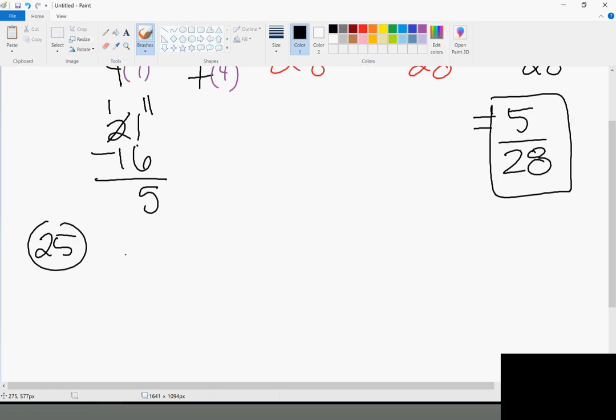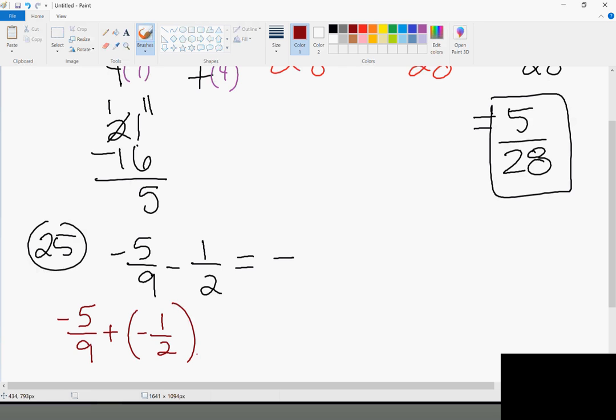25, we've got negative 5 over 9 minus 1 over 2. So here we have the same sign, so we're going to keep the sign and then add 5 over 9 plus 1 over 2. So that's the same thing as saying negative 5 over 9 plus negative 1 over 2. You have the same thing, so we keep the sign, and now we just need to add the fractions.